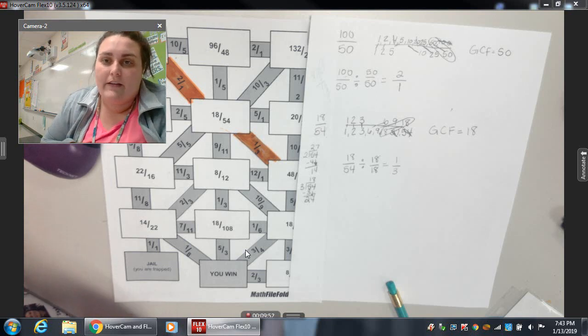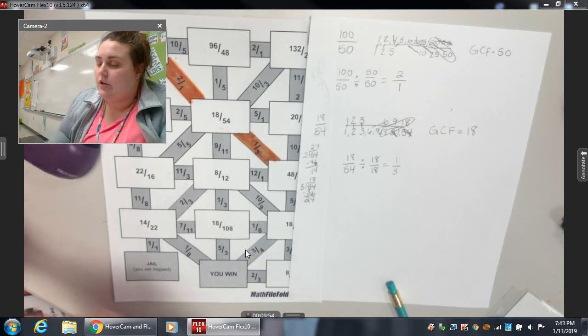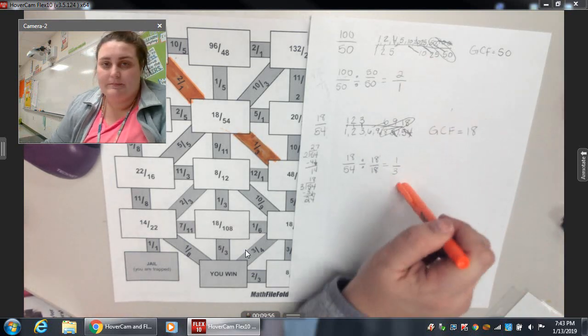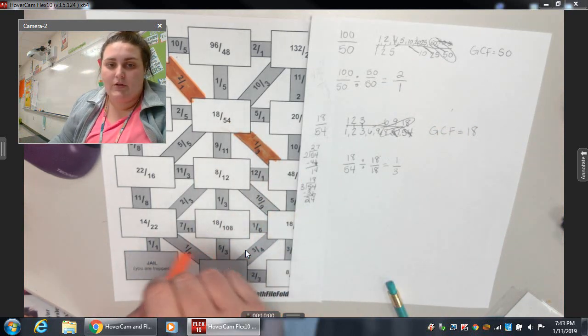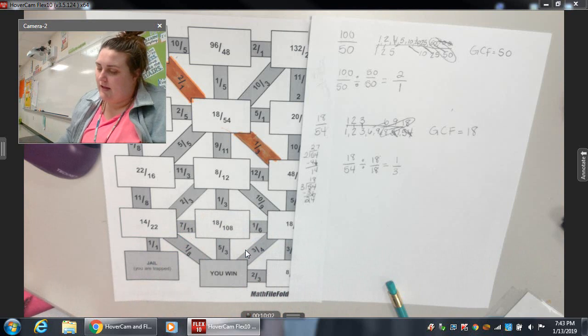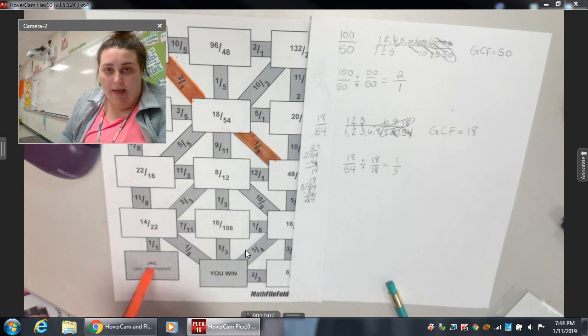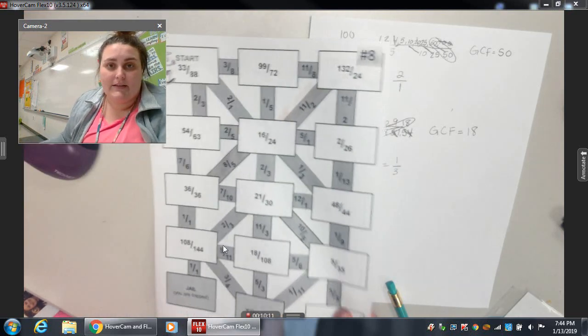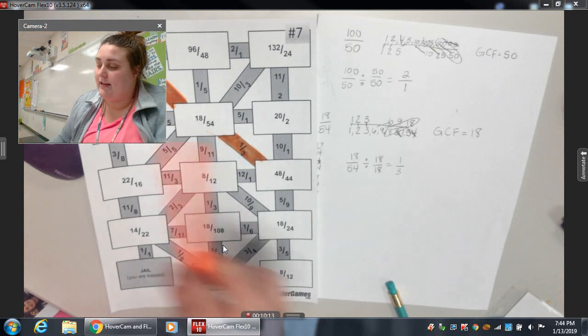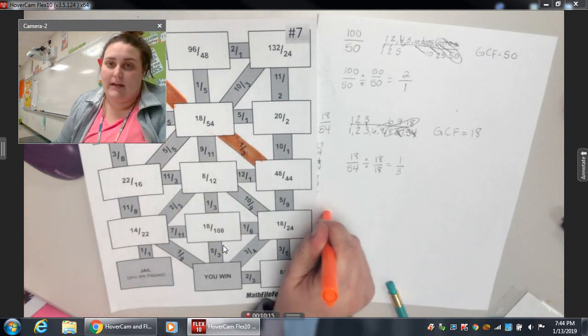I know this is a really long video, but hopefully you're doing these steps for every single one of this space that you go through on this maze. If you get in jail, go back and find where you messed up. Okay? You're doing both sides of this paper. You're not going to have the same ones, but you're doing the same thing.